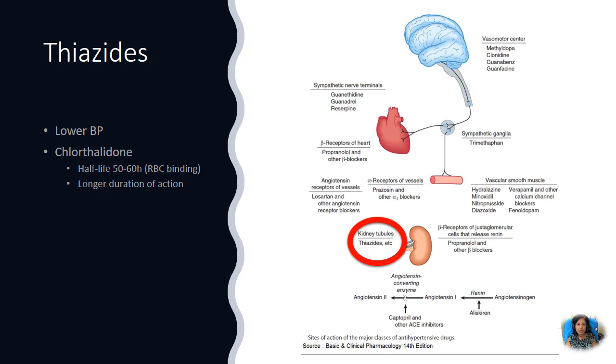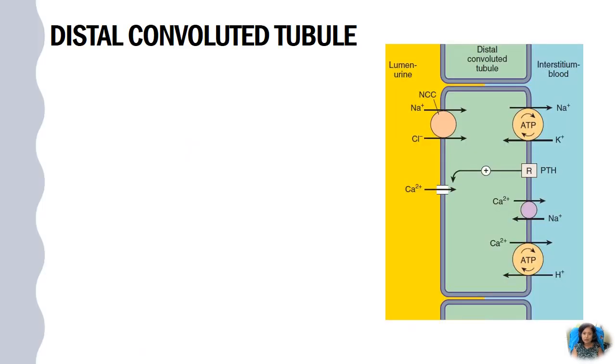The thiazides are usually the class of diuretics that are used to treat hypertension. These diuretics are appropriate for most patients with mild to moderate hypertension with normal renal and cardiac function. While all thiazides can lower blood pressure, the use of chlorthalidone, as you see here, is preferred over the others mainly because of its longer duration of action and longer half-life. It is important to note too that its longer half-life is as a result of its binding to red blood cells. So thiazides work at the distal convoluted tubule.